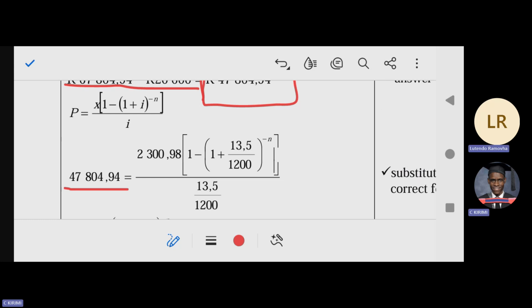Then the installment did not change. The interest rate did not change. Everything remains the same. But what is going to change is your N. Your N is no longer going to be 36.